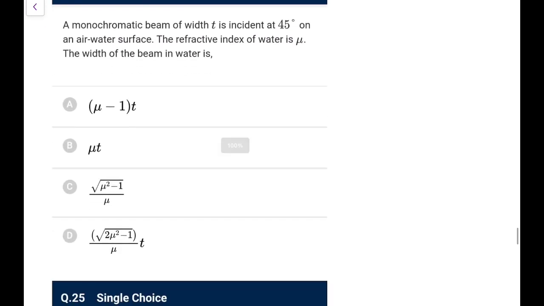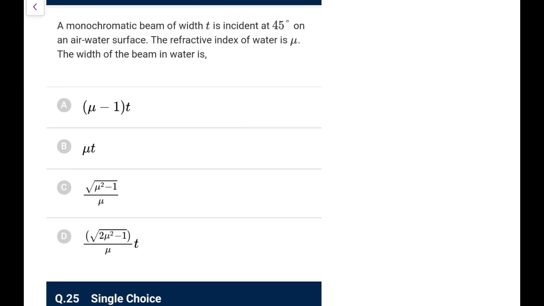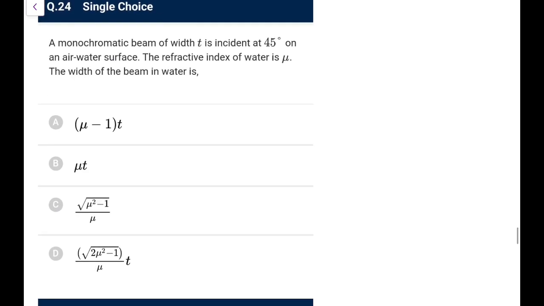Next one, just remember the focal length of the lens also depends on the surrounding medium. A monochromatic light beam of width t is incident at 45 degrees on an air-water surface. The refractive index of water is mu. The width of the beam in water will be? Okay, it is on the air-water surface, it is coming like this, like this, like this. So now this is at an angle 45 degree, the index is mu, so it would be bending towards like this.